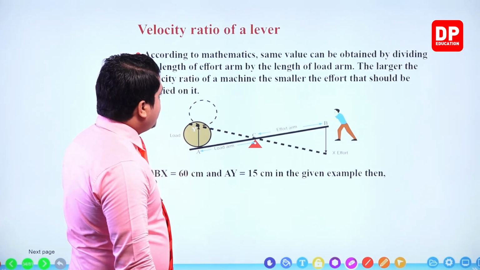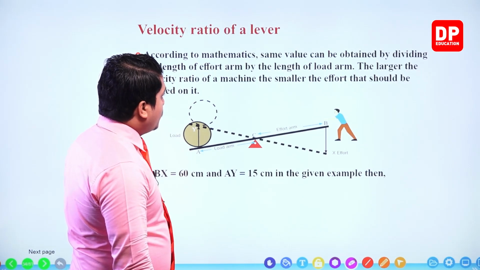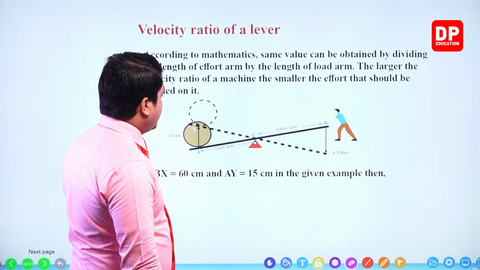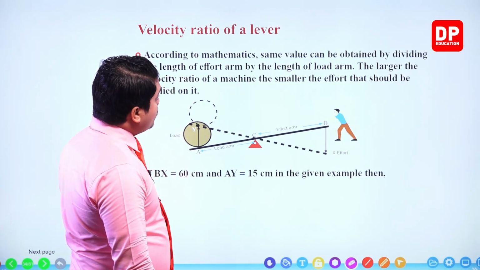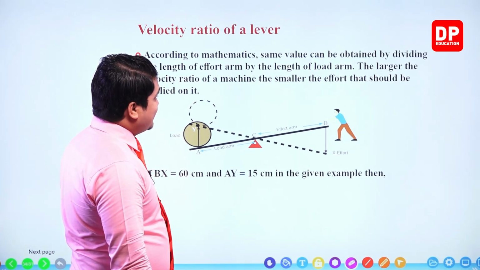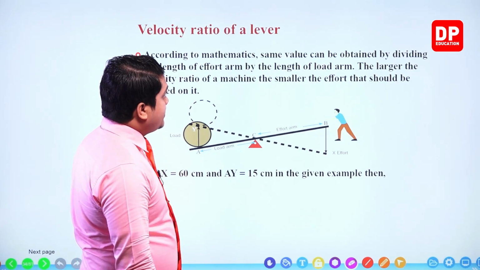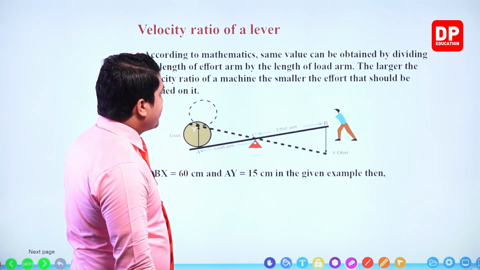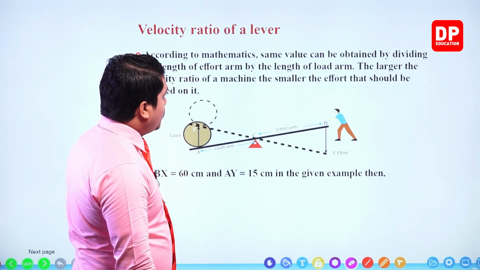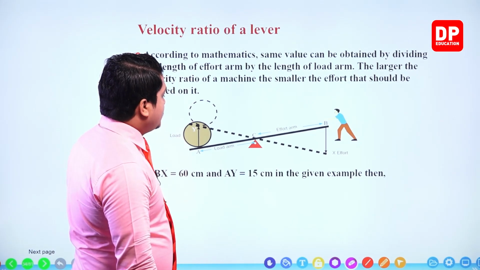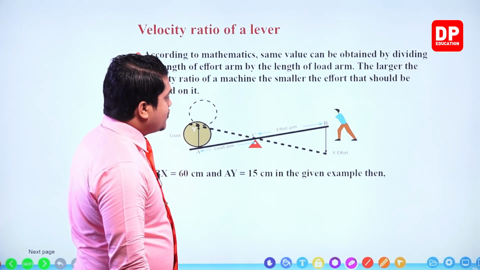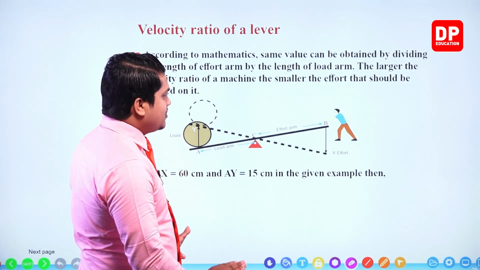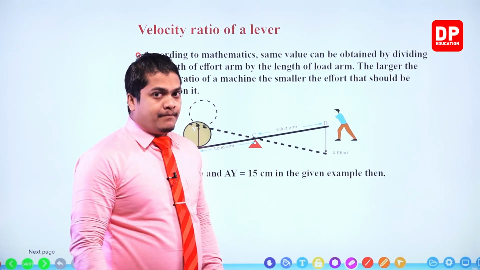The larger the velocity ratio of a machine, the smaller the effort that should be applied on it. So according to mathematics, my dear children, the same value can be obtained by dividing the length of the effort arm by the length of the load arm. That means the velocity ratio is also equal to effort arm divided by load arm.